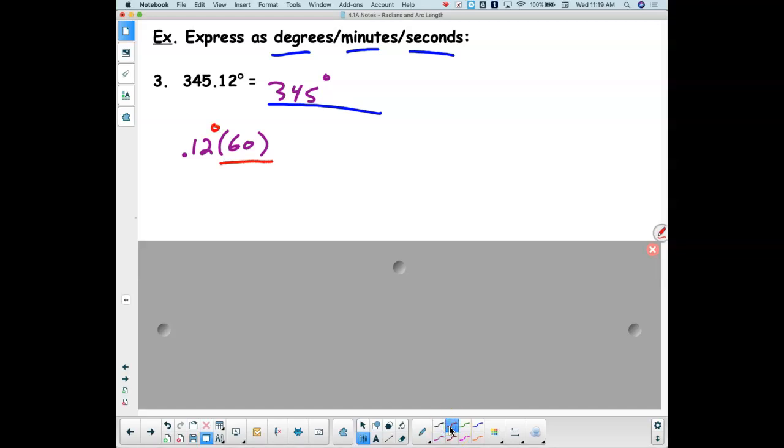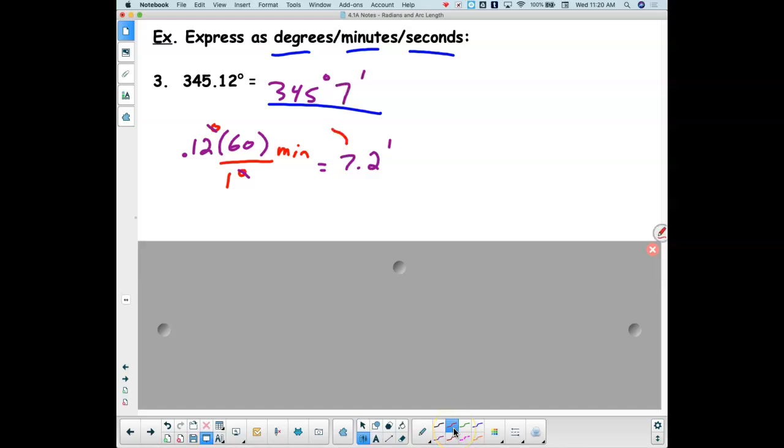And then here's 1 degree, and this is 60, not seconds. Let me grab my eraser, it's actually 60 minutes. So that would be a minute. That's why this all works, because we can do that factor label, since my degrees cancel. So I do 0.12 times 60, and we get 7.2. That's 7.2 of a minute, so this gives me 7 minutes.